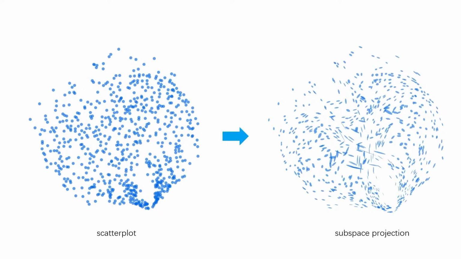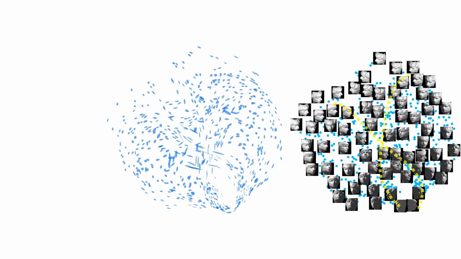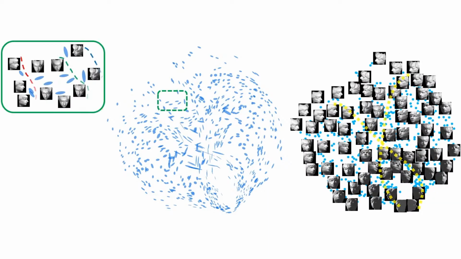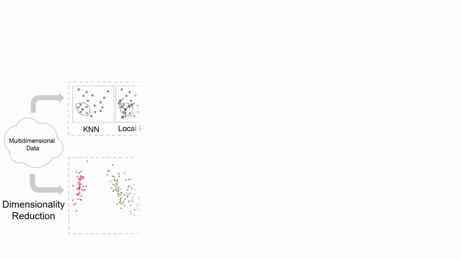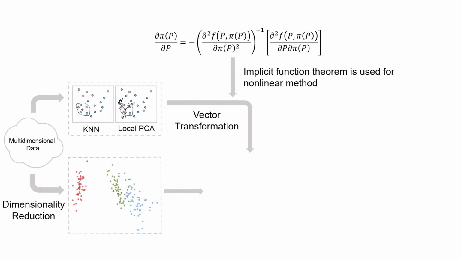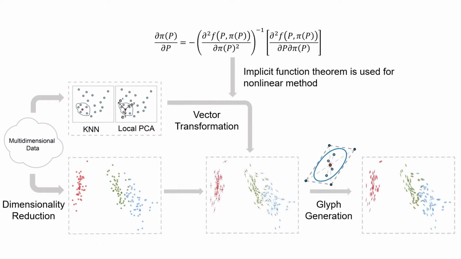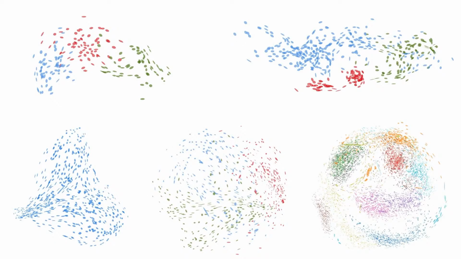Given a dimensionality reduction scatter plot, we project its original subspace. Through the orientation and shape of our glyphs, both the global trends and local patterns can be identified. To transform the vectors, we use the implicit function theorem. We apply our method to different kinds of data.